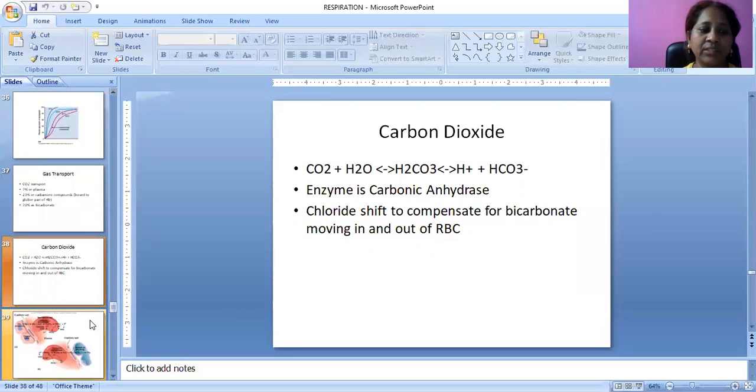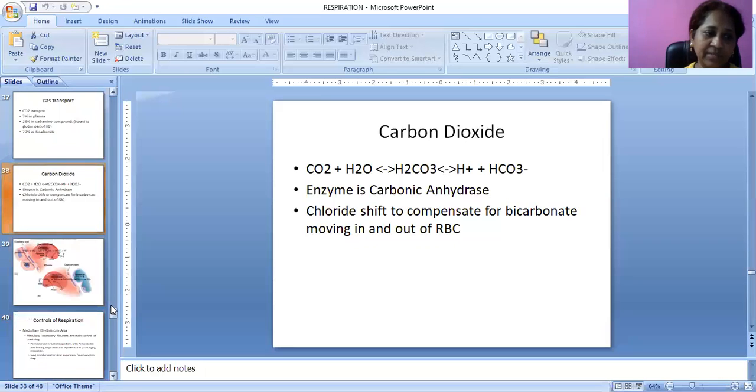What is chloride shift? Chloride shift is the exchange of bicarbonate and chloride ions between RBC and plasma. This phenomenon is also called the Hamburger phenomenon.